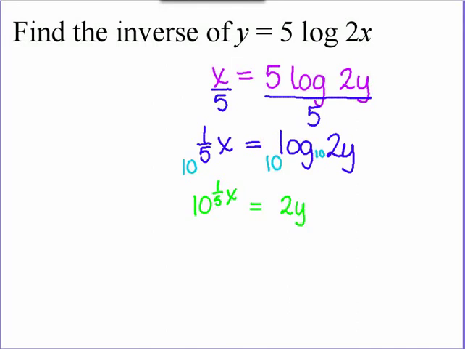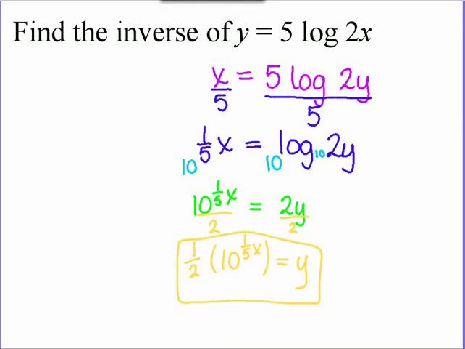Now, how do I solve for y? Divide by 2. Now, in order to write this, we're going to write this a little different way. I'm going to write this as 1/2 times 10 to the 1/5 x. No, you cannot cancel the 2 and the 10 and make it a 5. You cannot combine those because this is 10 to the 1/5 x. That's a power. You can't just magically change that and make it 5. So this is your answer.